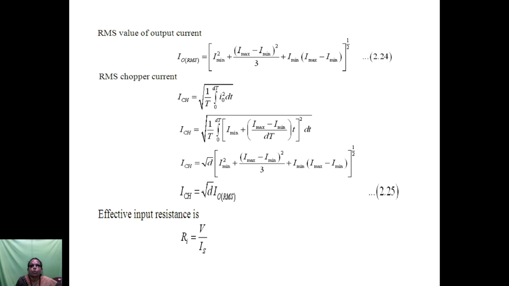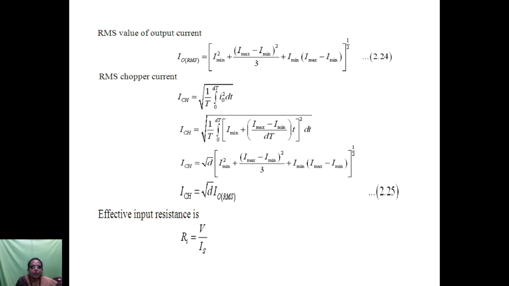ICH is equal to root of 1 by T, integral 0 to DT, of I minimum plus (I maximum minus I minimum) divided by DT into t, the whole square into dt. ICH is equal to root D into [I minimum square plus (I maximum minus I minimum) the whole square divided by 3 plus I minimum into (I maximum minus I minimum)] the whole power 1 by 2. ICH is equal to root of D into I0 RMS.